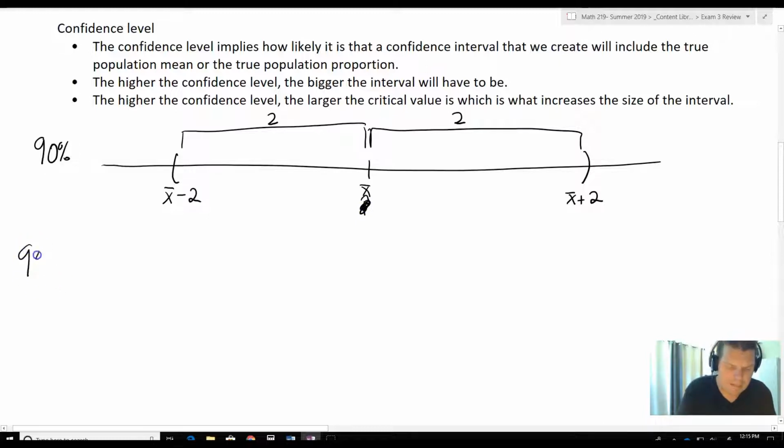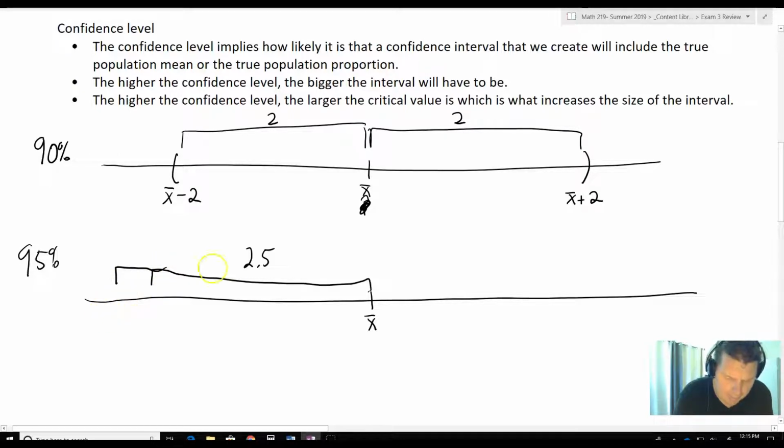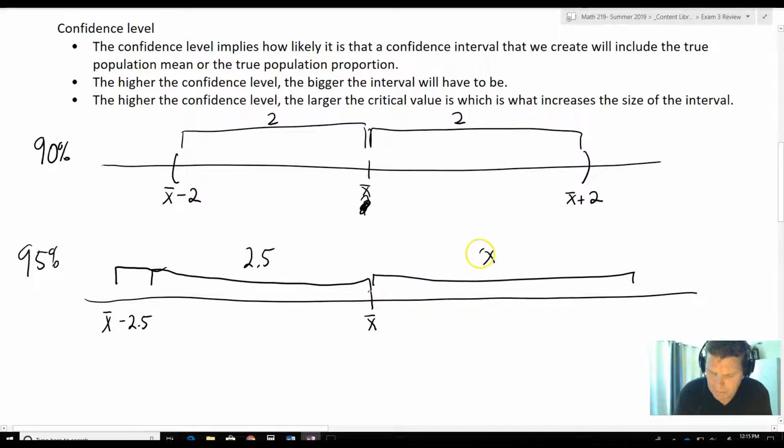Now, what if I wanted to go to 95%? Well, at 95% I'm now more confident. To be more confident, I'm going to need a wider interval. And so consequently, I'll have my x bar here, but now let's say it's going to widen out. It's going to increase my margin of error. My margin of error goes up to 2.5. So this one will be x bar minus 2.5, and this will be x bar plus 2.5. That's the margin of error, so that's 2.5.